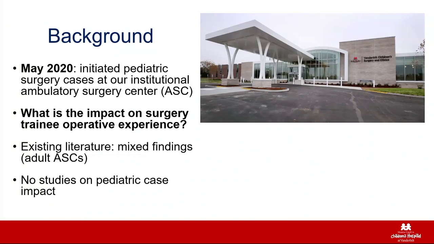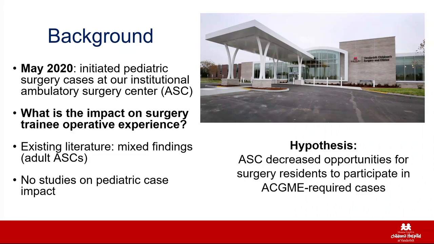I have no disclosures. In May of 2020, our pediatric surgery group started performing select cases at an ambulatory surgery center about 30 minutes outside of town. We did this research because we were concerned that shifting cases to the ambulatory center, despite the advantages to the health system and to patients, may have had a negative impact on the operative experience opportunities for our surgery residents and pediatric surgery fellows. As we'll see, the reason this data is important is because the ambulatory center ended up representing a missed educational opportunity for our trainees.